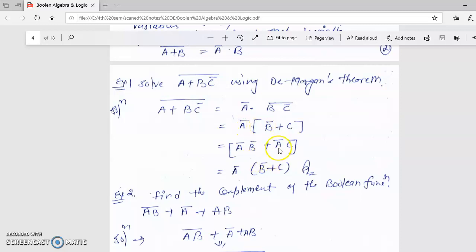Next, a bar b bar plus a bar c. Okay, a bar is common, then we get a bar into b bar plus c. It is the answer of this question using the De Morgan theorem.